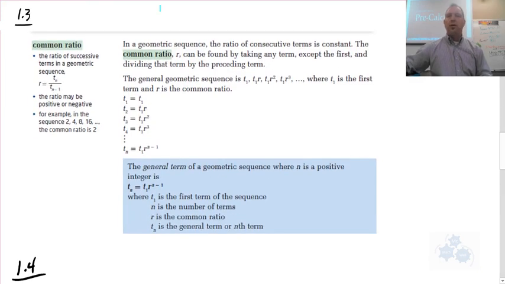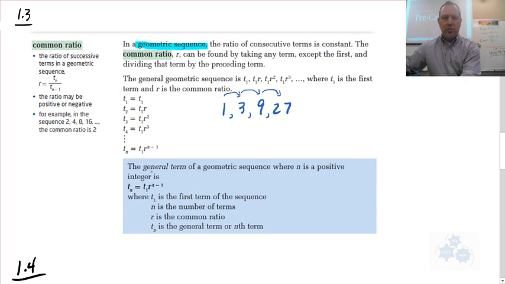Moving to 1.3, we're now talking about geometric sequences. Geometric sequences are, again, a list of numbers, but instead of being separated by a common difference, they're separated by a common ratio. That would mean if you had something like 1, 3, 9, 27 and so on, this would have a common ratio because each term in the sequence you would multiply by 3 to get the next term. That common ratio is the r.